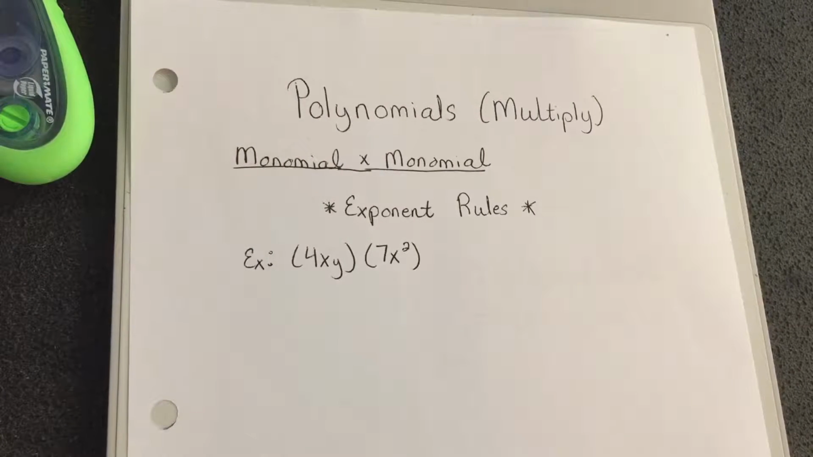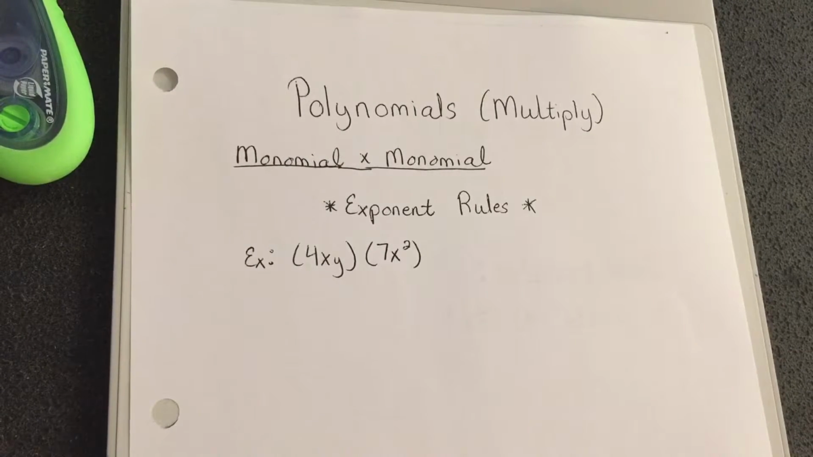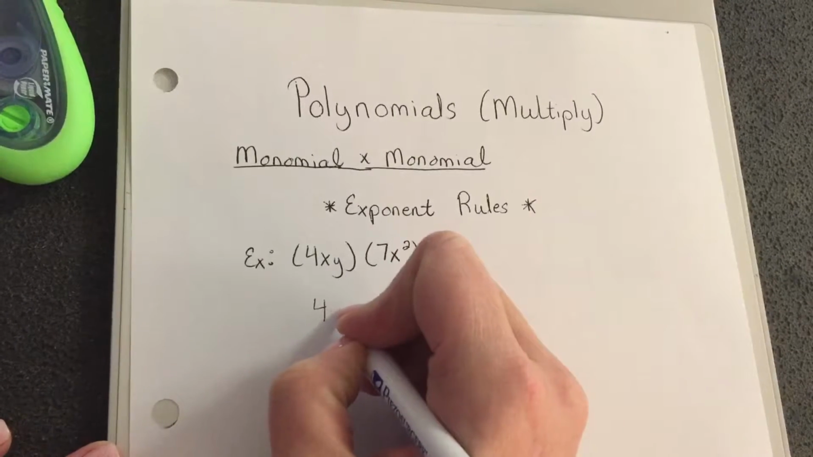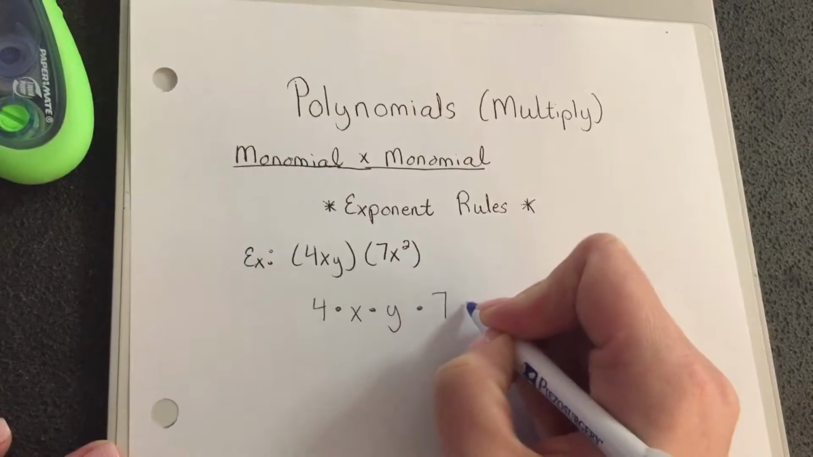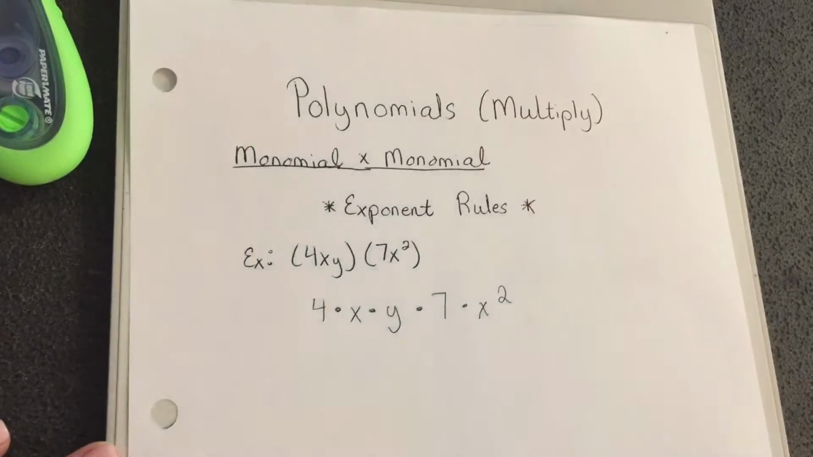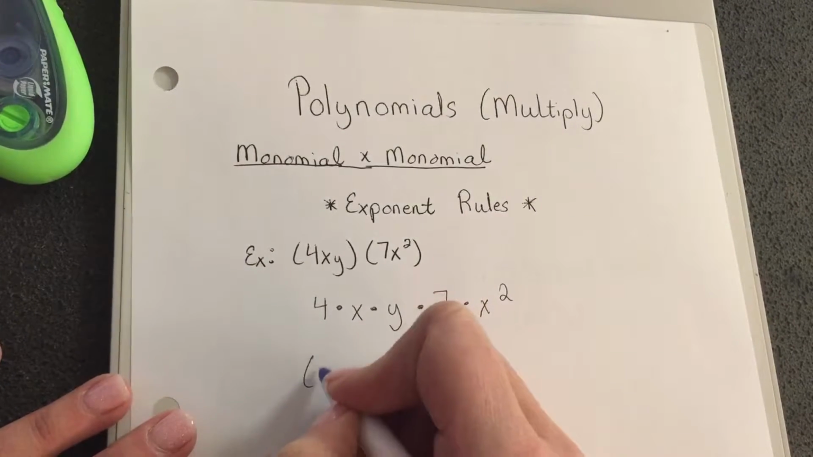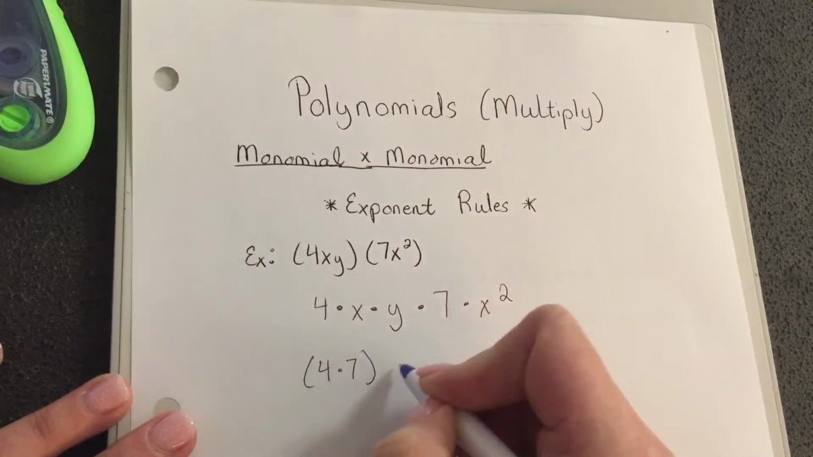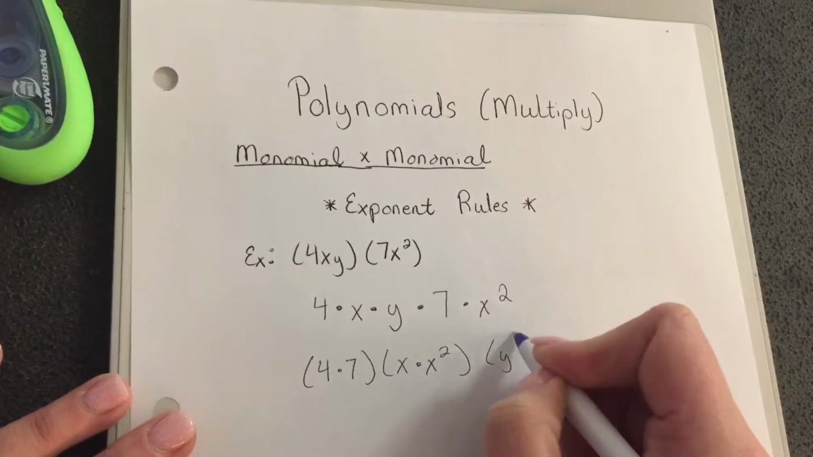Multiplying polynomials. To multiply a monomial by a monomial, we use our exponent rules. The example here is 4xy times 7x squared. Well, this is pretty much saying you have 4 times x times y times 7 times x squared. So what I do is I just group together my coefficients, 4 times 7. I have x times x squared, and then I just have y.